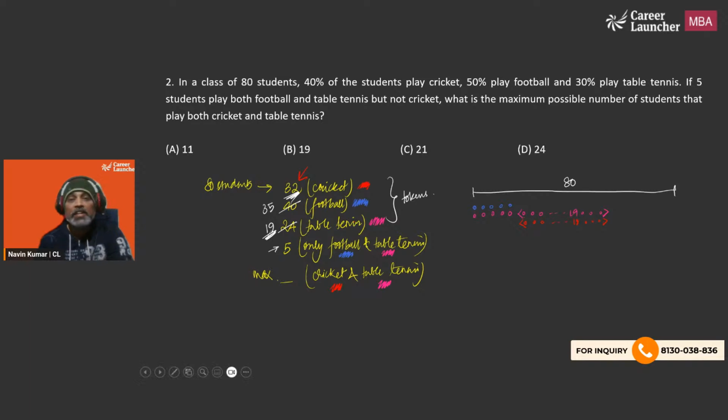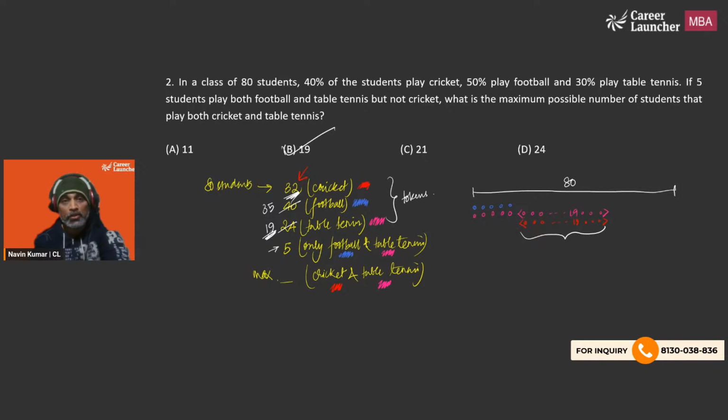Now, the remaining 35 students who play football, they may overlap with this 19 or they do not, because in the question we are not asked what is the maximum number of students who play only cricket and table tennis. Okay. So basically, we are going to have these 19 kids who will have both pink as well as red color tokens. So using token distribution, we can very quickly get the answer.